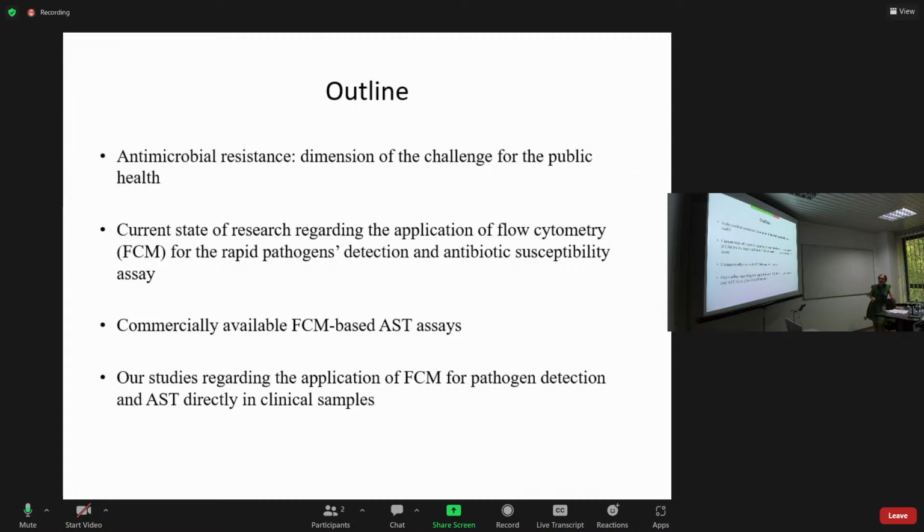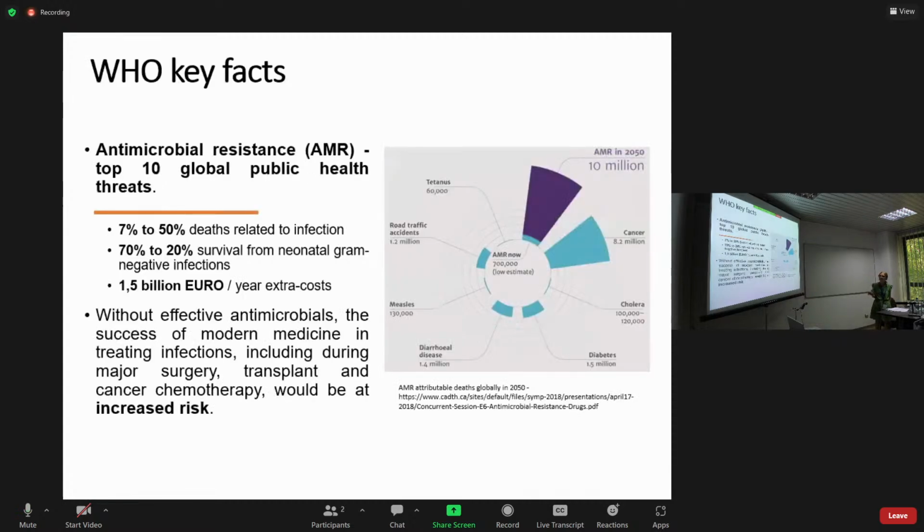I'll tell you about the current state of research regarding the application of flow cytometry for pathogen detection and antibiotic resistance detection. About the commercially available flow cytometry-based methods for antibiogram, let's say, in short, and I will finish with our studies regarding the application of flow cytometry for pathogen detection and antibiotic susceptibility testing directly in clinical specimens.